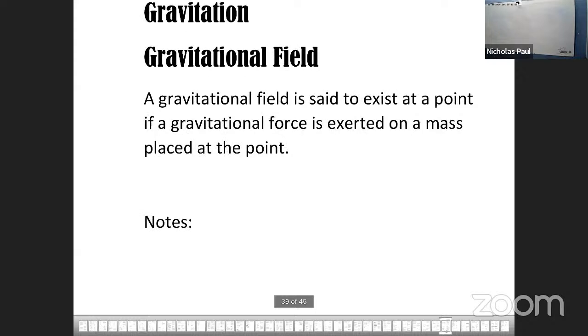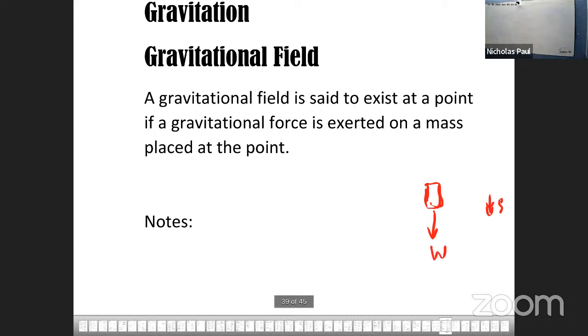All right, so a gravitational field is said to exist at a point if a gravitational force is exerted on a mass placed at that point. Very simple example: if I place an object right on Earth, that object will experience a gravitational force due to gravity pulling downwards. And we call that force weight.